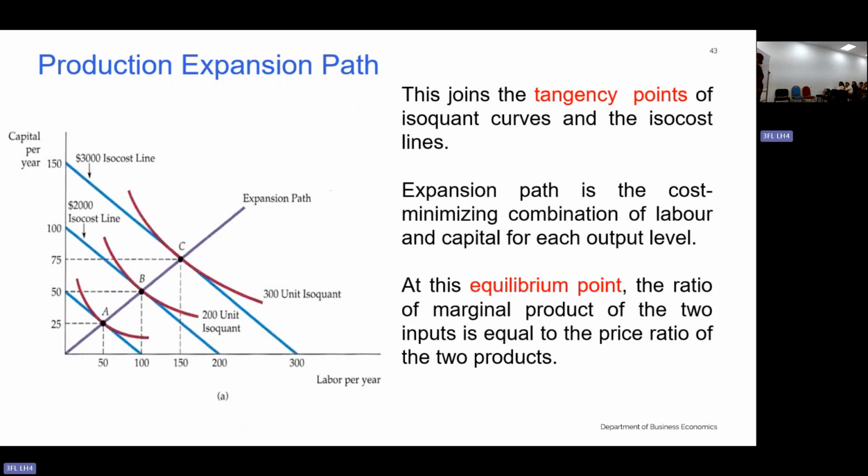Now tell me what is the answer for MPK? It is 3. Now how do we find MRTS? MRTS equals minus MPL divided by MPK, right? MPL divided by MPK. So it's 2 divided by 3. Understood? Simplify and take the reciprocal. So that is your slope.